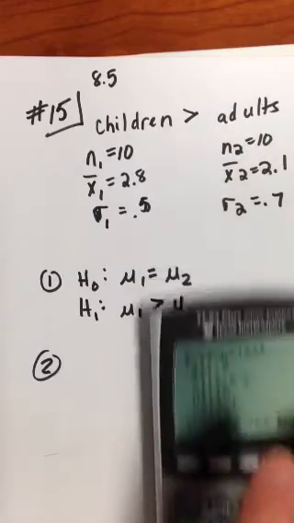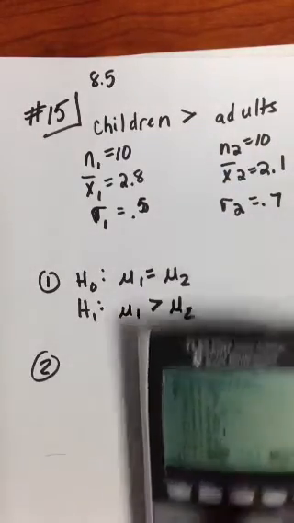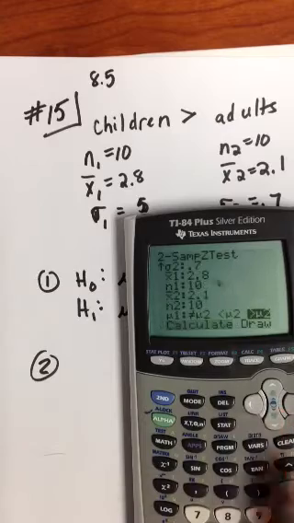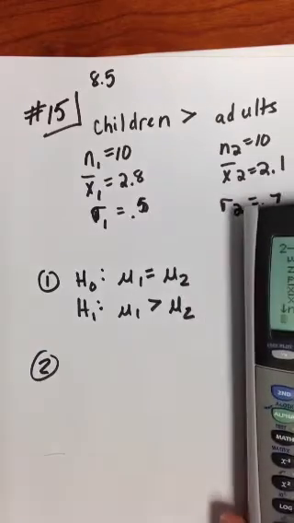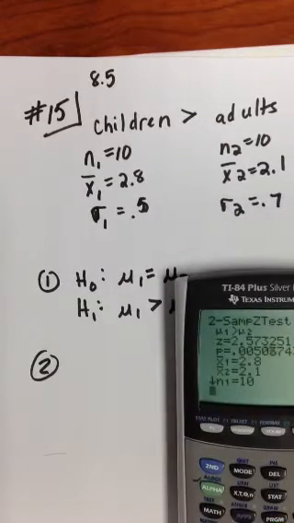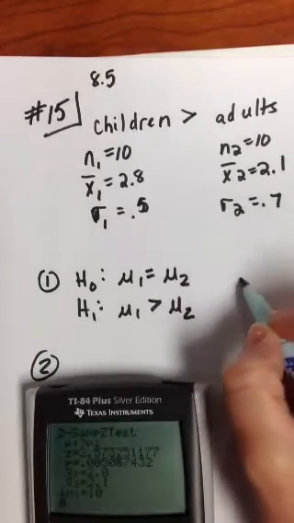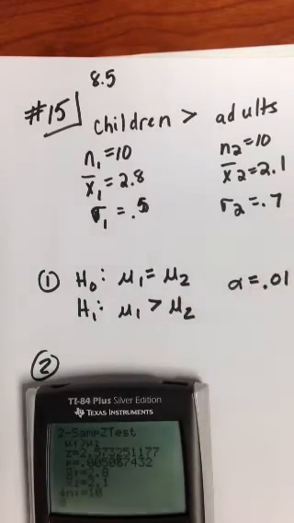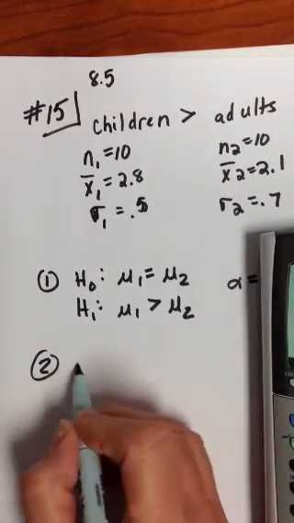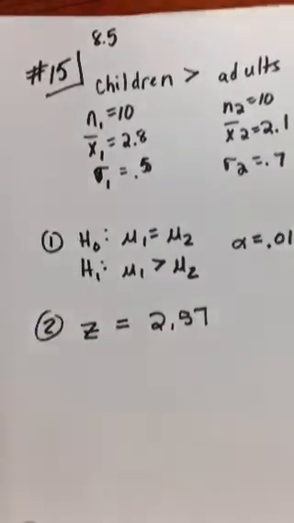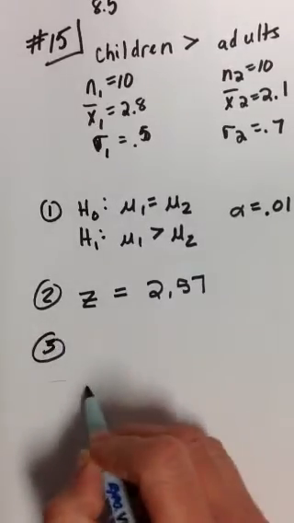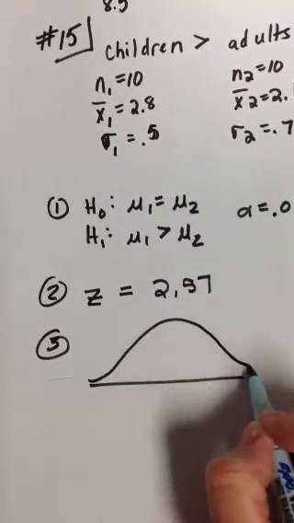The alternative here is greater than. And we're going to calculate. Okay, so remember this is going to give us our test statistic. So in this problem, it had told us use a 1% significance level, so we know that alpha is equal to 0.01. In WebAssign, it does ask you for that level of significance. Our test statistic is Z equals 2.57.